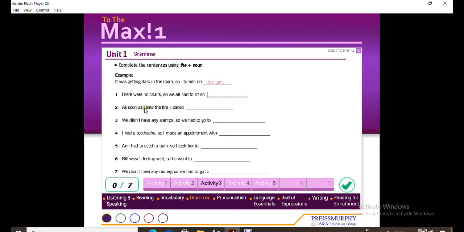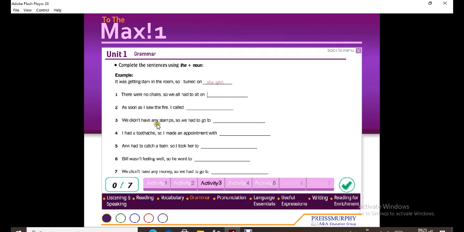As soon as I saw the fire, I called. You called what? Whom did you call? I called, maybe, the fireman. I called the fire station. I called the firefighter. All these are right. "The" and fire station is a noun. Fireman is a noun. Fire station is a noun. Policeman is a noun. The policeman. This is okay.